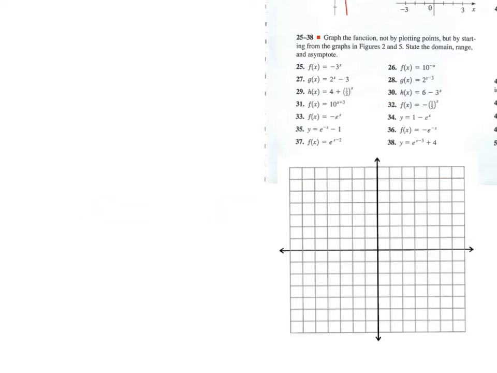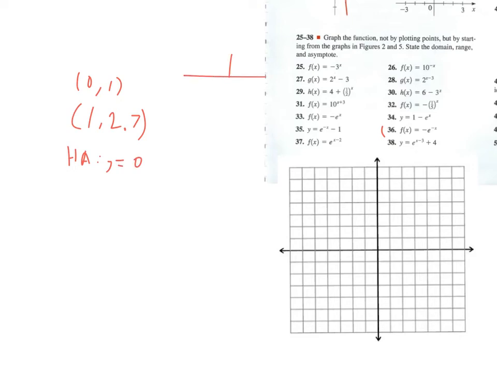All right, next up we got number 36. So for this one, we'll start off with our 0, comma 1, and then 1, comma base. Now our base here is e. E for graphing, you can estimate it at about 2.7. It's not the exact number, but for graphing, that's good enough. And then our horizontal asymptote at y equals 0.